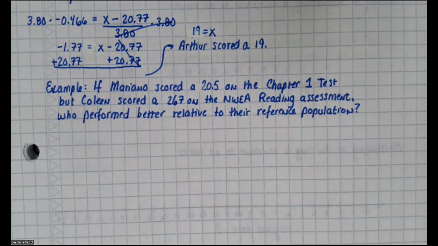Okay, so let me just talk about this one. This question is the whole reason that z-scores exist. Why do we need z-scores? Z-scores help us compare completely different things. The chapter one test is out of 26 and is a math test. And then the NWEA is reading, but it's also out of 350, I think, is the perfect score.